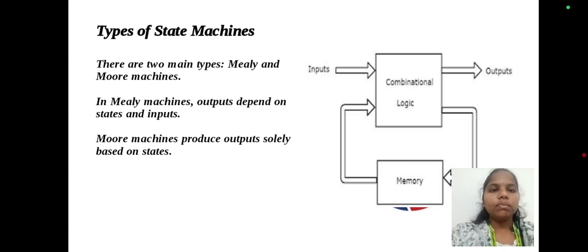There are two main types, Mealy and Moore machines. In Mealy machines, outputs depend on states and inputs. Moore machines produce outputs solely based on states. Inputs go to combinational logic, then to memory, then to combinational logic producing the output.